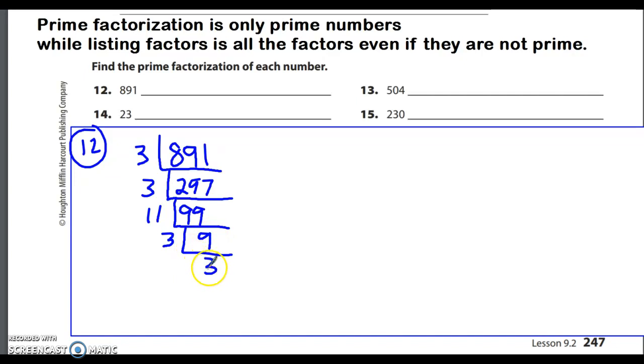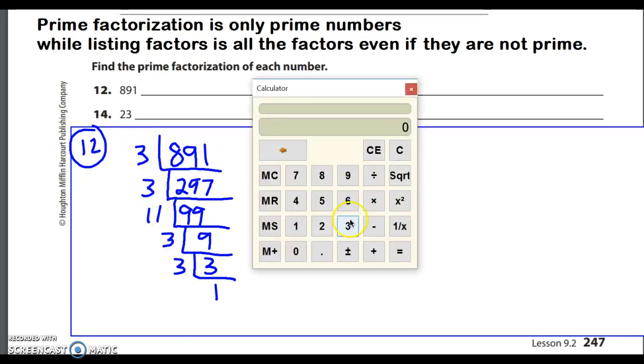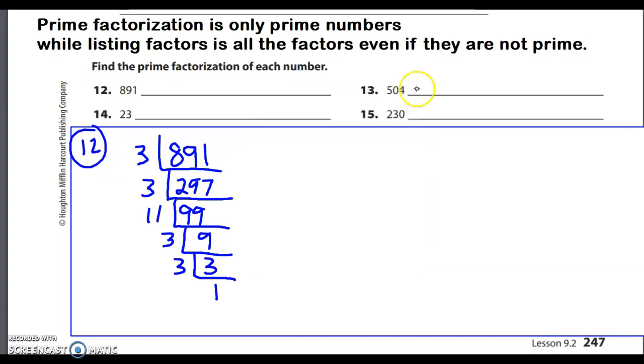I'm not done. It kind of seems like I might be done, but I'm not, because 3 is not 1. I have to divide until I get a quotient of 1. What's 3 divisible by? It's divisible by 3. How many times does 3 go into 3? It's 1. So the prime factorization of 891 is 3 times 3 times 11 times 3 times 3. I'm going to check that before I record my answer. 3 times 3 times 11 times 3 times 3 is 891. So I got it right.